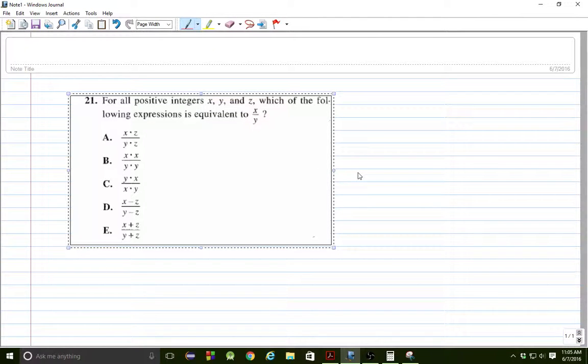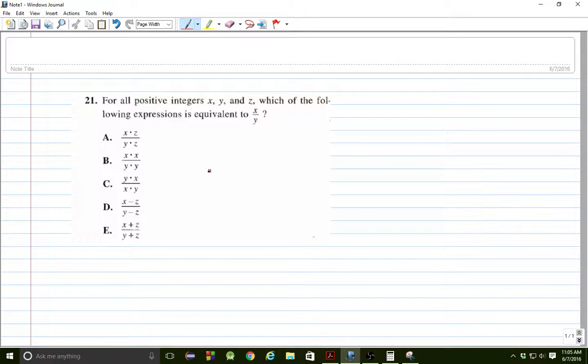Alright, so today we're going to do 21 to 25. For all positive integers x, y, and z, which of the following expressions is equivalent to x over y? So essentially in this problem we want to see how things cancel out. Well, x squared over y squared, that's not going to work because the x's don't cancel out and the y's don't cancel out.